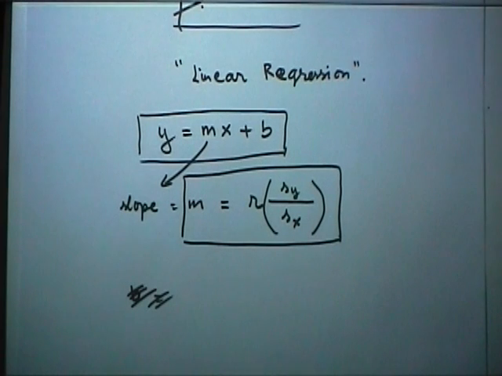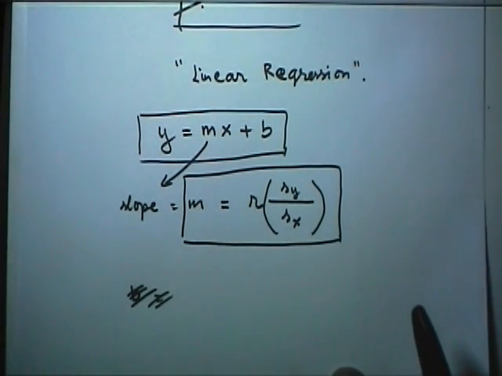So let's go ahead and start looking at some examples of how we can get the correlation coefficients, and then from there we can go ahead and find the linear regression, the slope of the linear regression.